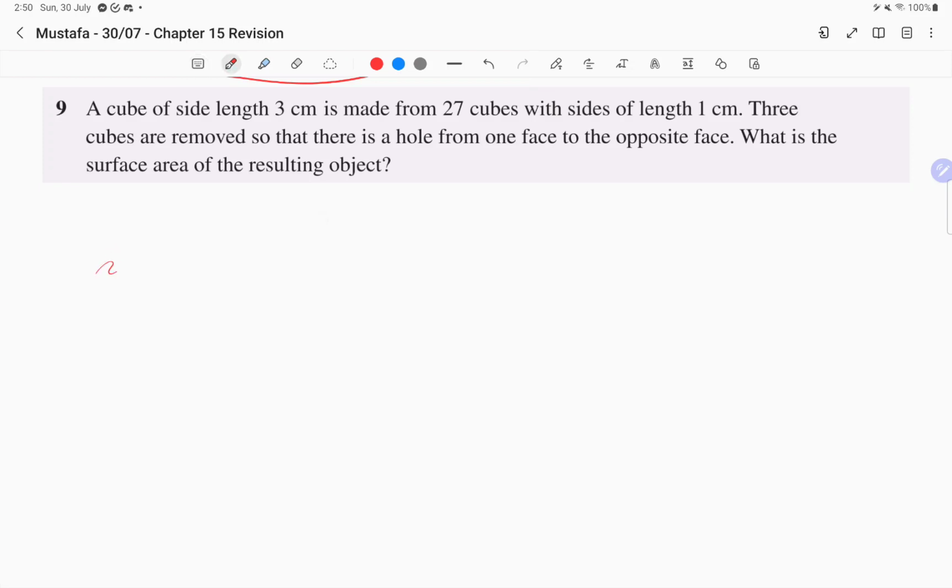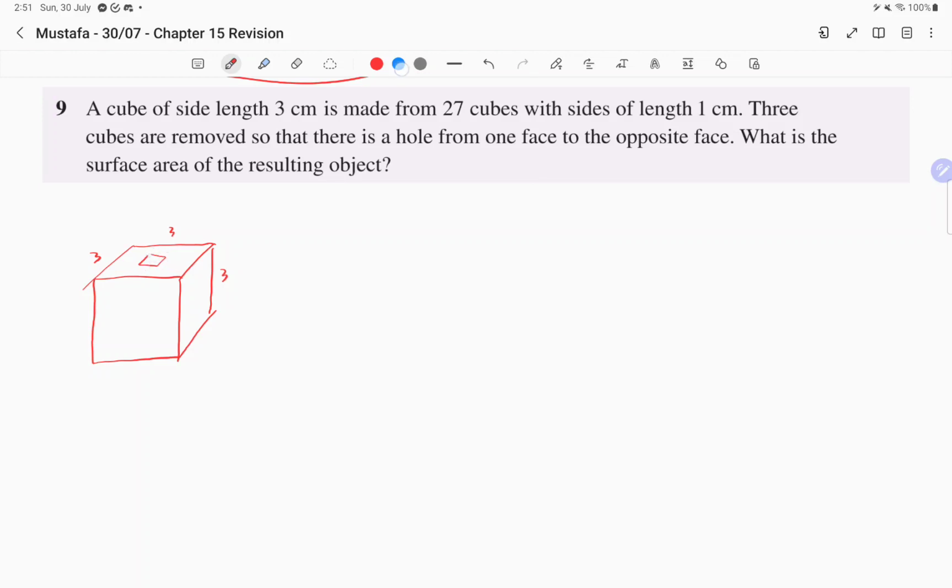Okay. How do we draw this? A cube of side length 3, so just draw a cube, so the sides are 3 by 3. And 27 cubes with sides of length 1 centimeter. So it's just 1 by 1 cubes, 27 of those. 3 cubes are removed so that there is a hole from one face to the opposite face. How would we represent that in here? Put a hole in the middle.